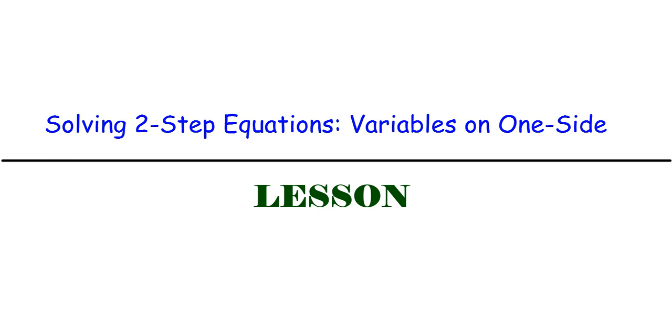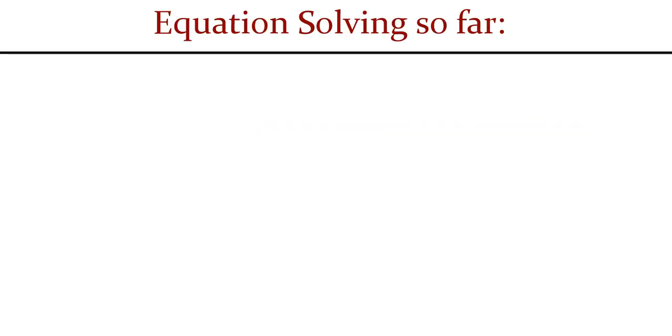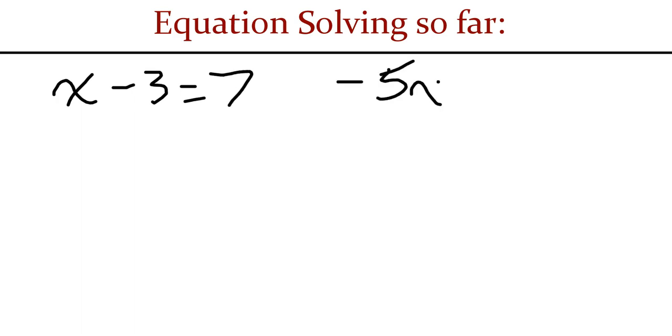So in order to talk about these two-step equations, the first thing we need to do is go back and look at equation solving as we've done it so far. And that includes equations like x minus 3 equals 7 and negative 5 times x equals negative 20. In both of these cases, we have only one operation that is being wrapped up with the x.